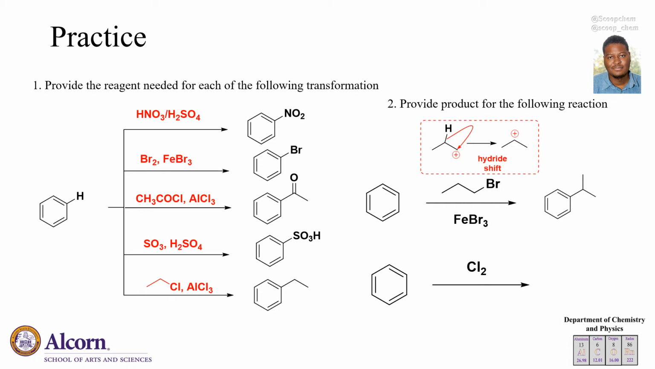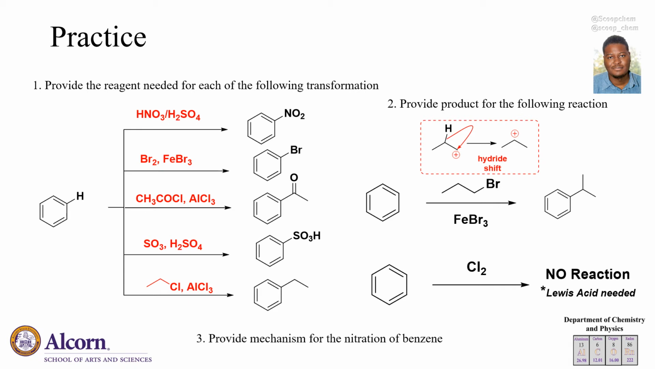to rearrangements. So this carbocation will undergo a hydride shift to transform from a primary carbocation to a secondary carbocation. The aromatic ring is going to attack that carbon to generate that product. In the second reaction, this is going to be no reaction. Please keep in mind, chlorine, or any halogen by itself, cannot react with benzene. You need a Lewis acid present.